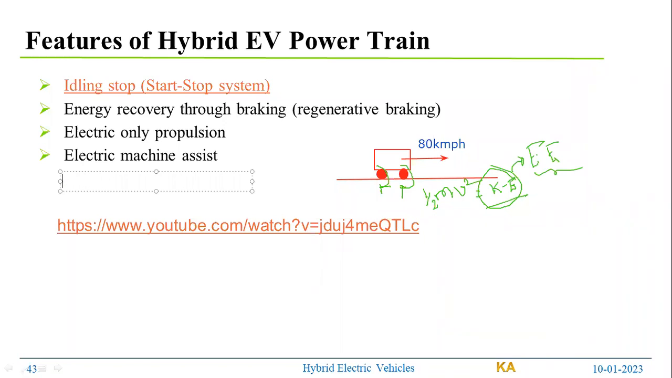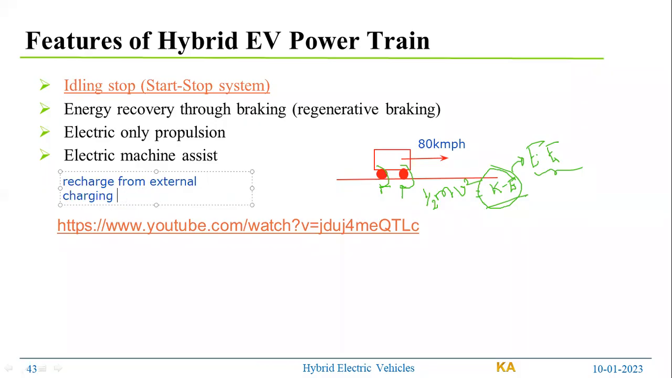And the fifth feature is recharge from external charging or wall box.